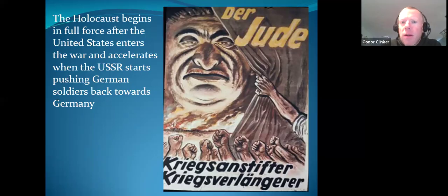On this poster, you see, if you're familiar with The Wizard of Oz, right, that imagery of the man behind the curtain who's really controlling everything. It's a German poster from the time. Who's the man behind the curtain? Who's in charge of everything? The Jews.